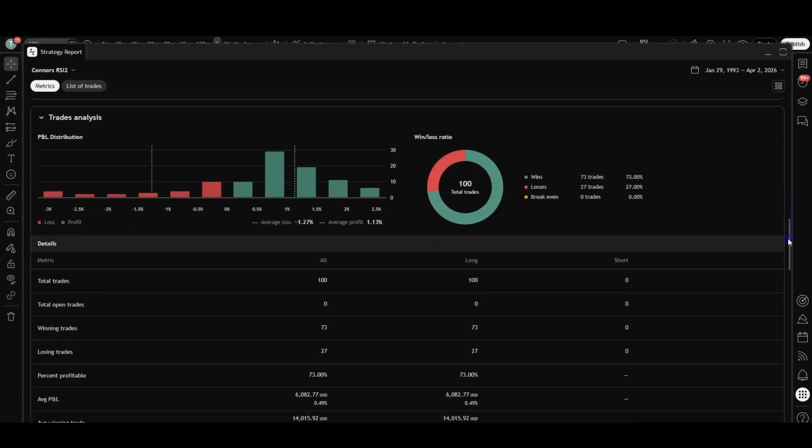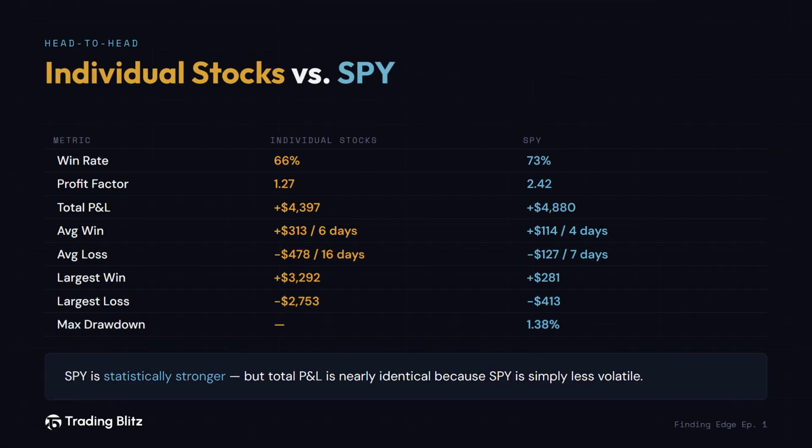Now let's look at the results for SPY. For this test, I set the date range from January of 2014 through October of 2025. And this period gave us exactly 100 trades on SPY, so we'll be comparing 100 trades on individual stocks versus 100 trades on the index. Now here are the headline numbers. There were 73 profitable trades out of 100.